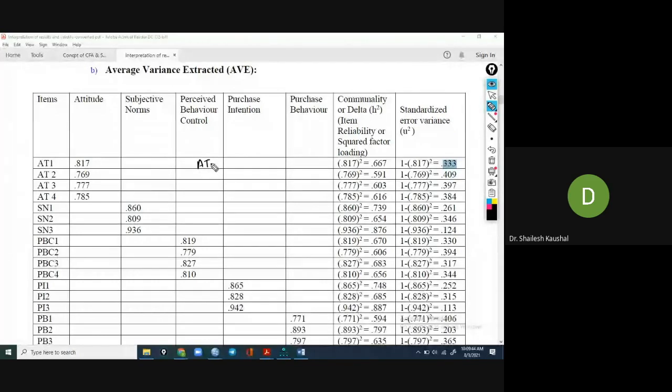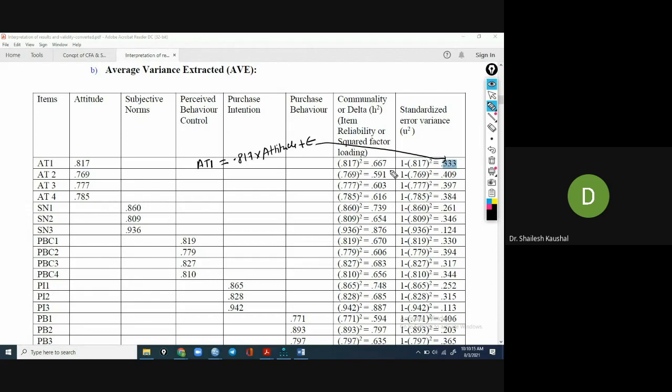It's just like the dependent variable, and attitude, this 0.817, that is the regression coefficient, and it is our construct attitude, plus error term. So what is error term? Error term means epsilon, and its value is 0.33.